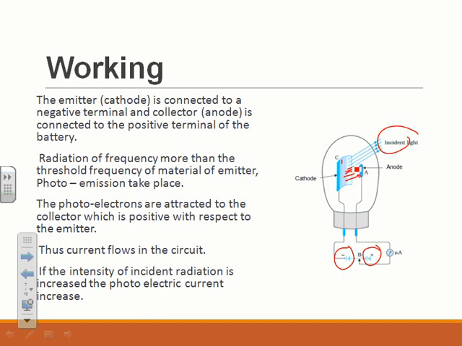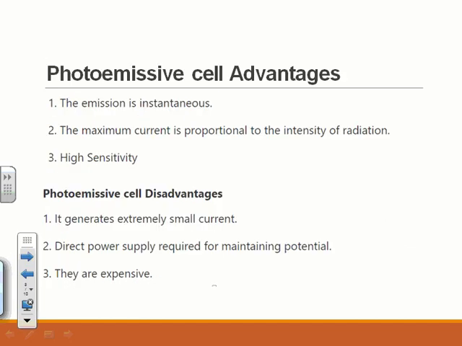Now let us see the advantages and disadvantages of these cells. The advantages: first, the emission is instantaneous. Second, maximum current is proportional to the intensity of radiation. And third, it has high sensitivity. And the disadvantages: first, it generates extremely small current. Due to the photoemissive effect, only a small current can be generated. Second, a direct power supply is required for maintaining a potential.